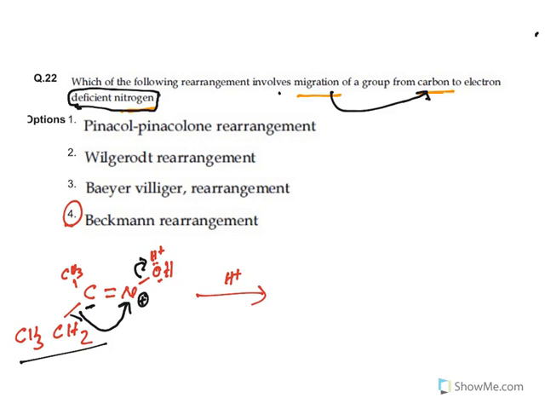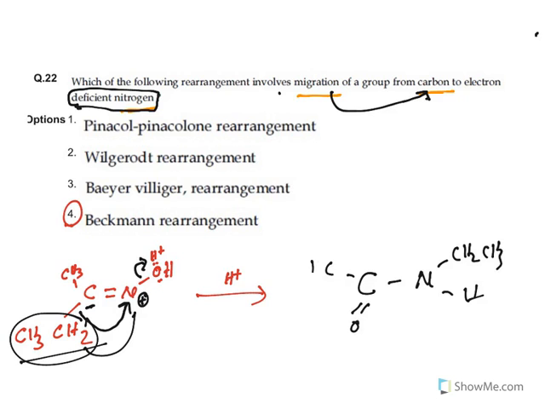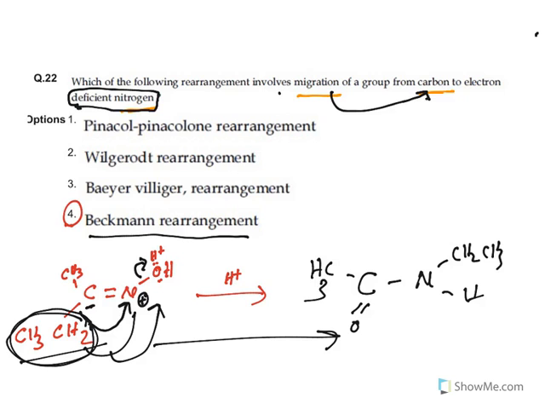From this carbon, this group is migrated here and finally you will get an amide. The nitrogen will get this group and you will form an amide. So this is what happens in this rearrangement. But what has happened? A group is migrated from carbon to electron deficient nitrogen. That is what is known as Beckmann rearrangement.